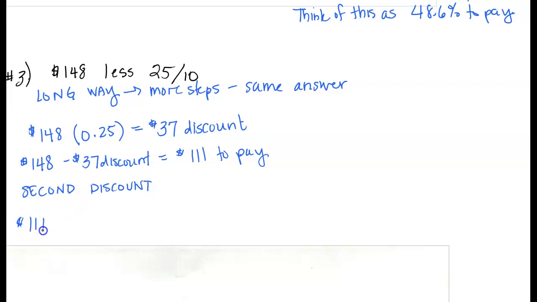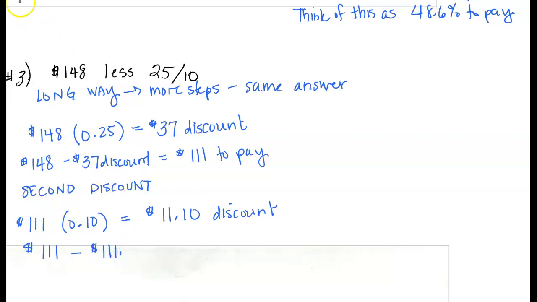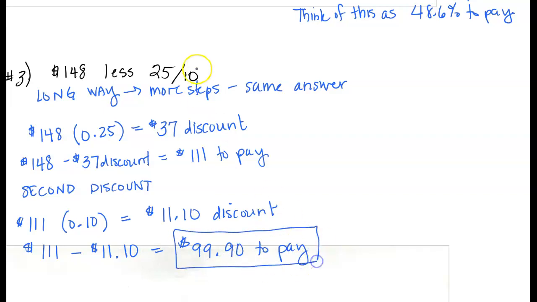We're going to take that $111, and now we get 10% off. As a decimal, that's 0.10. And multiplying, that means we're going to have $11.10 discount. Now that discount, remember, is on the $111. So if we take $111 minus the $11.10 discount, we end up with $99.90 to pay. And that's where we'll stop because we don't have any other listed discounts.